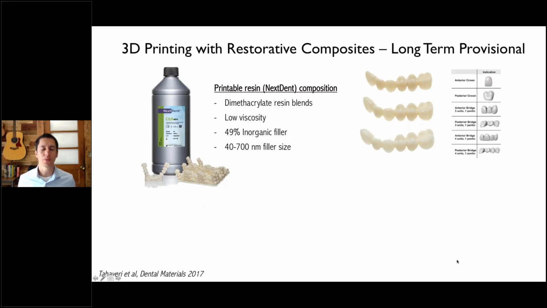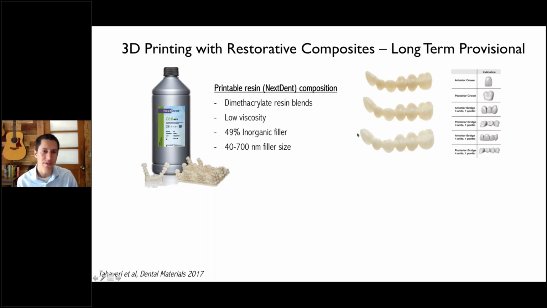So I'm going to give you a few examples of what I'm referring to as far as 3D printing with restorative composites or materials that can be used directly in the mouth. So this is a 3D printable resin that is commercialized by NextDent, and it's indicated for crown and bridge long-term provisional. And these are some examples that I pulled from VisionTech's website for the different types of applications.